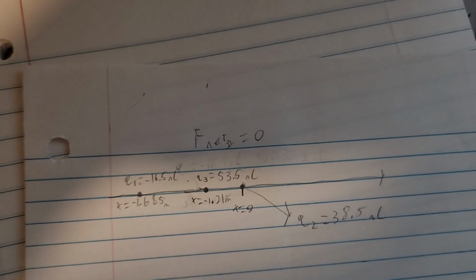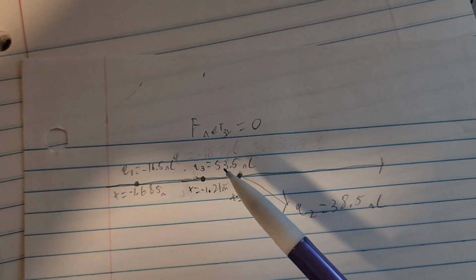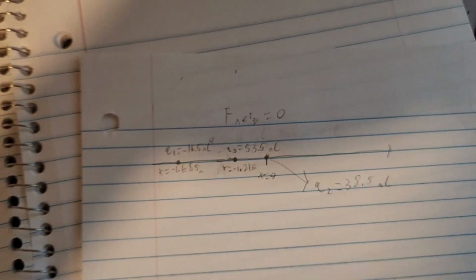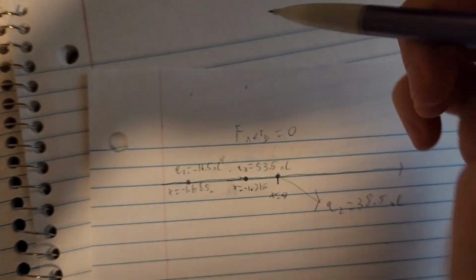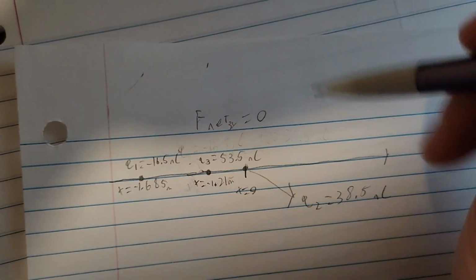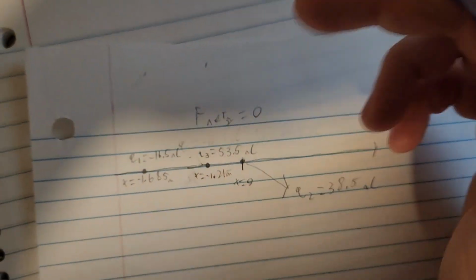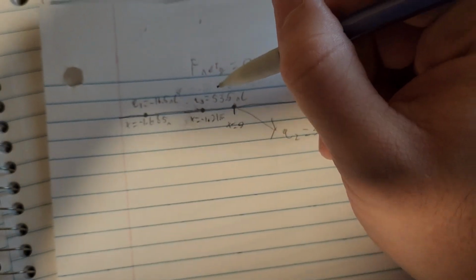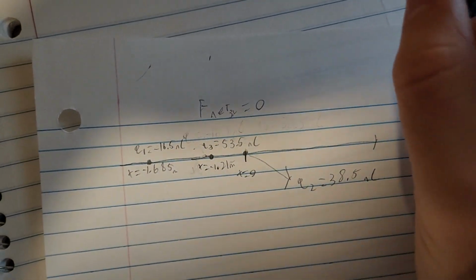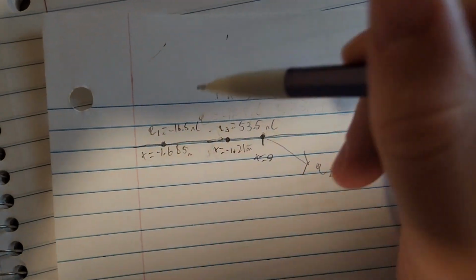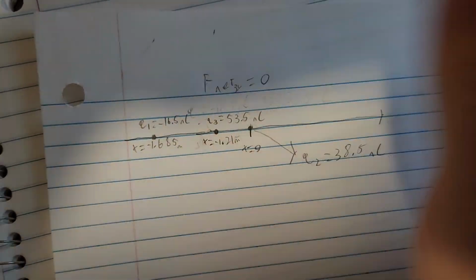So I drew out the problem. This is Q1, this is Q3, and this is Q2. Now, something you want to keep in mind is particles with the same charges are going to repel each other, like if two negative charges or two positive charges, they're going to repel each other. So if they have the same sign, they're going to repel. If they have opposite signs, they're going to attract.